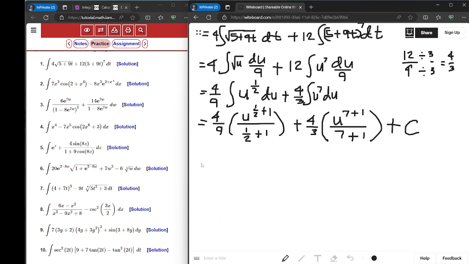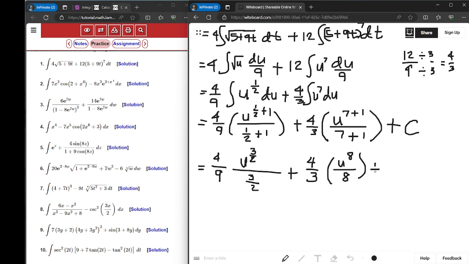Simplifying, this is 4 over 9 times u to the 1/2 plus 1, which is u to the 3/2. Here, 1/2 plus 1 is also 3/2. Then plus 4 over 3, u to the 7 plus 1 is 8, u to the 8 over 8, plus c.